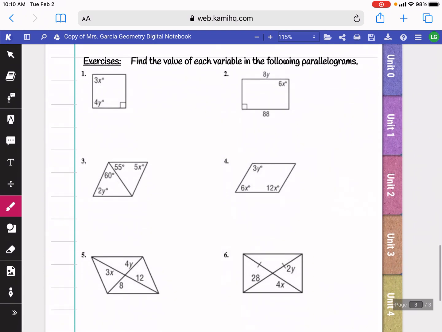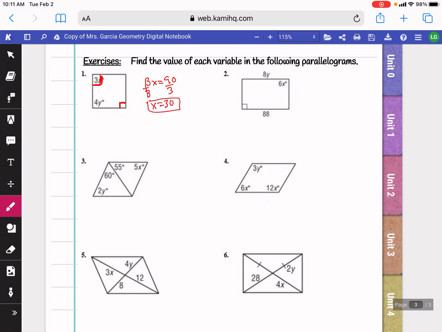Here we're going to use the properties to continue solving problems. So in example 1, I know that opposite angles are congruent. So if this angle is 90 degrees, this one here must also be 90 degrees. So 3x has to equal 90. So x is equal to 30.